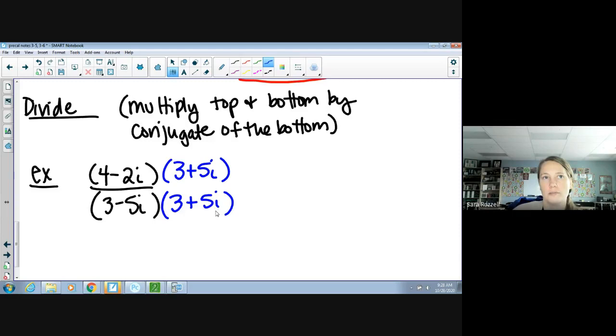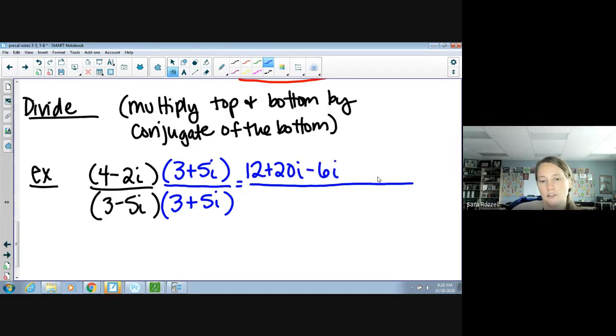We have to do the same thing on top and bottom so it doesn't change the value of our fraction that we have. And we just FOIL the top and also FOIL the bottom part. And simplify. So 3 times 4, y'all are probably already ahead of me. 3 times 5i is 15i, -2i times 3 is -6i, and -2i times 5i is -10i squared. And do the bottom. 3 times 3 is 9, plus 15i, minus 15i, minus 25i squared.